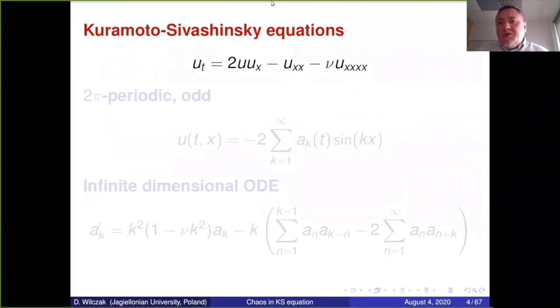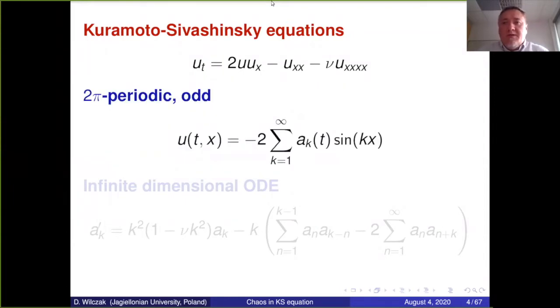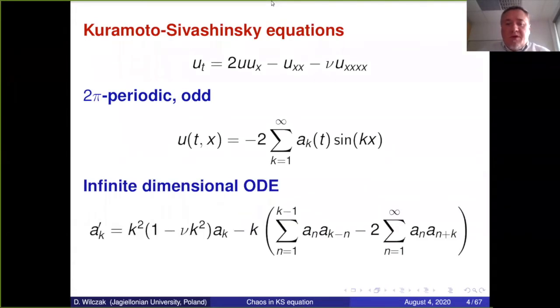We consider the one-dimensional Kuramoto-Sivashinsky equation with 2 pi periodic and odd boundary conditions, and this leads to an infinite dimensional ODE for the Fourier coefficients of these solutions. And this system is written right here. The main property of the system is that if you look at the linear part, we see that with k going to infinity, this linear part is strongly damping. So the system is dissipative.